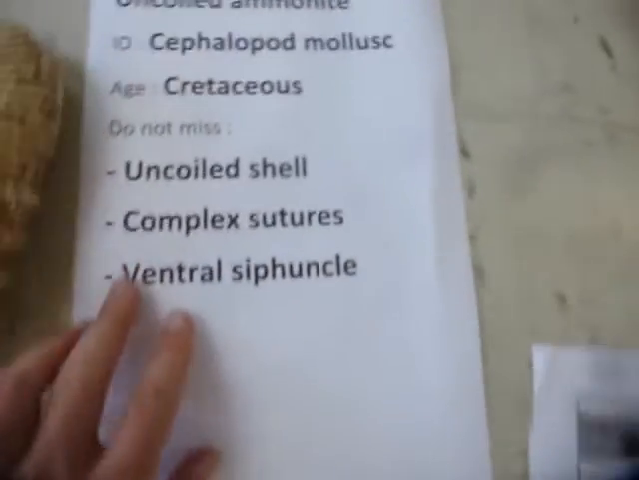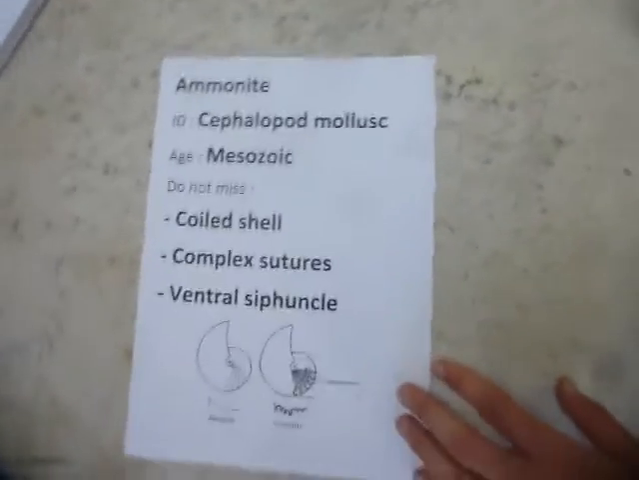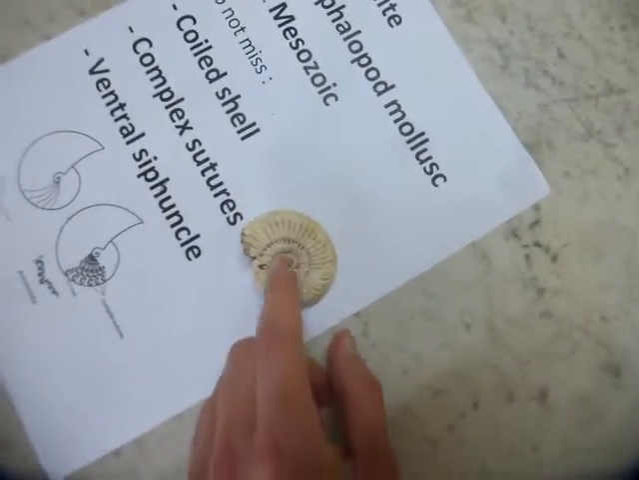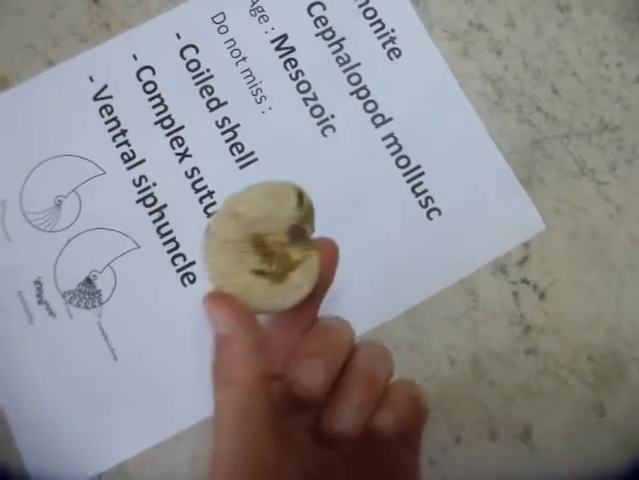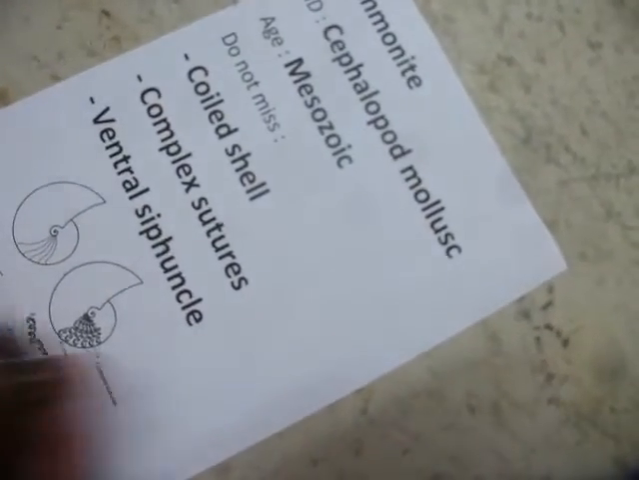Okay. The next one is the uncoiled ammonite. So maybe first I should show you the ammonite first. The actual ammonite first, the regular ammonite that you can see here. Ammonites are coiled animals, just like the nautilus. The nautilus is over there. It's a coiled animal, just like the nautilus. Very difficult to differentiate from the nautilus, except if you can see the sutures.